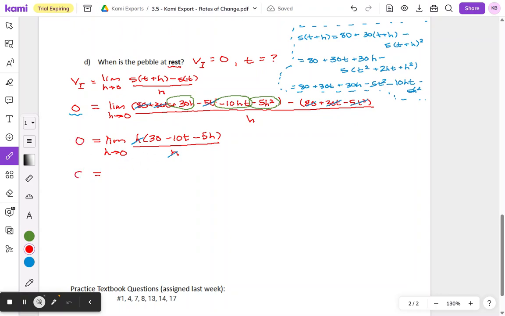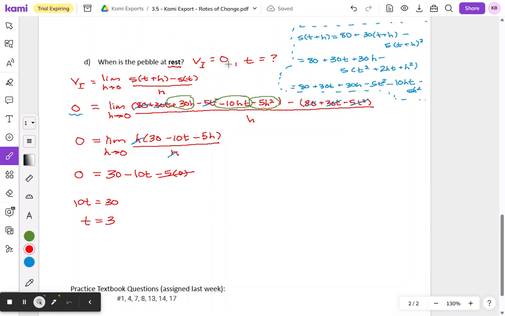So remember, all along here, the velocity is 0. So I'm going to have 30 minus 10t minus 5 times 0, which will be equivalent to 0. So I can move my negative 10t over to the other side. I'm going to have 10t equals 30, divide both sides by 10, and I get that the time is going to be 3 seconds.